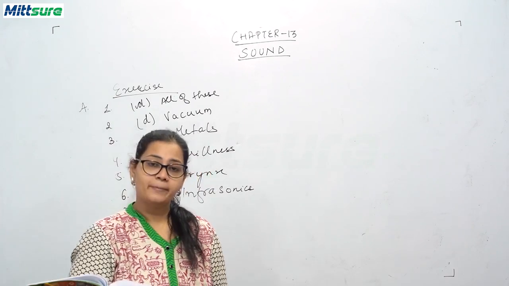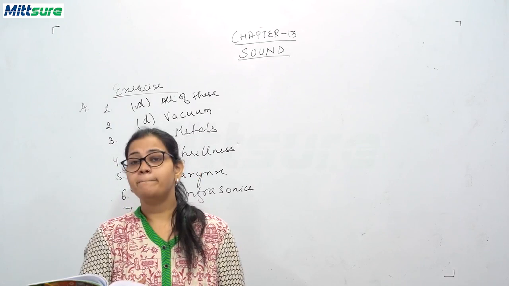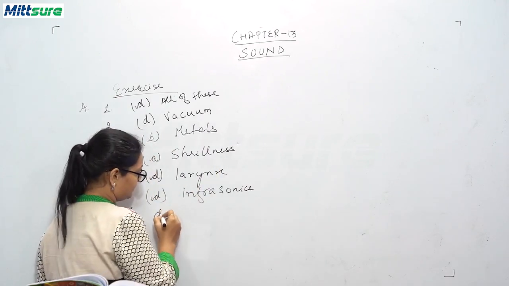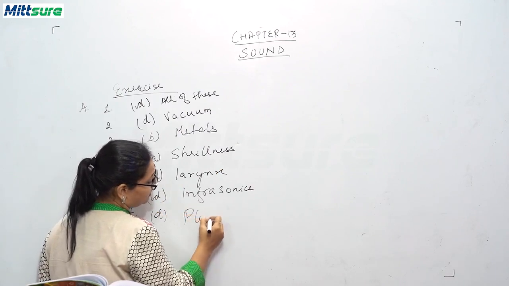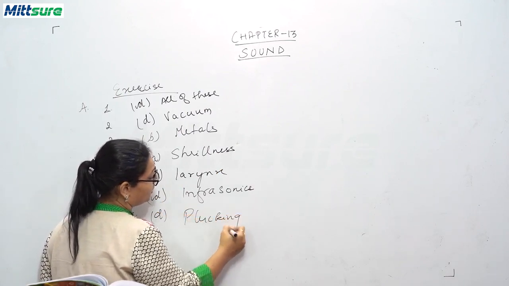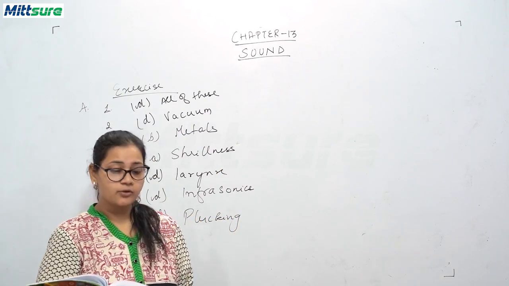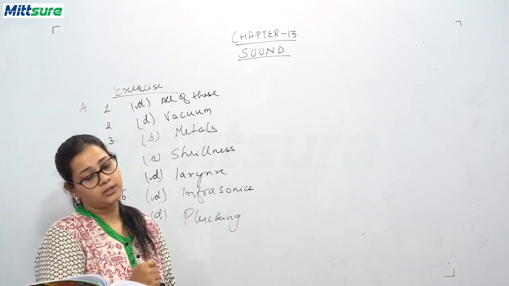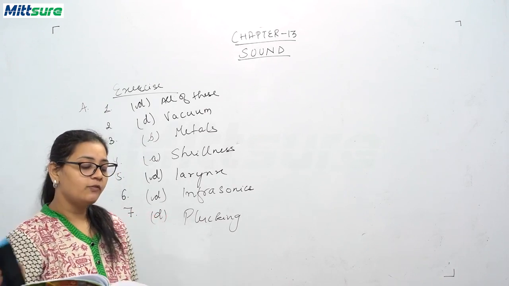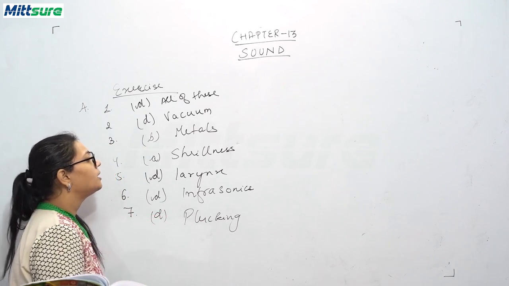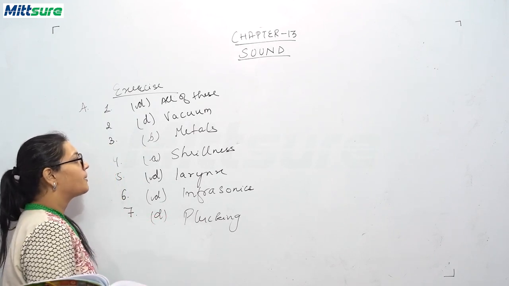Now seventh. In a sitar, the sound is produced by A. Beating, B. Rubbing, C. Blowing and D. Plucking. So it is plucking, D. So these are the answers for this A question, that is, read the following questions carefully and tick the correct options. Now we will be doing the fill in the blanks with appropriate words. Please note down the answers of this.